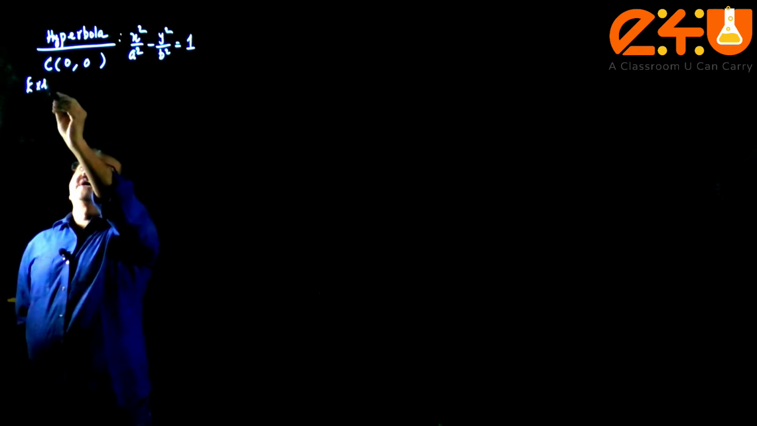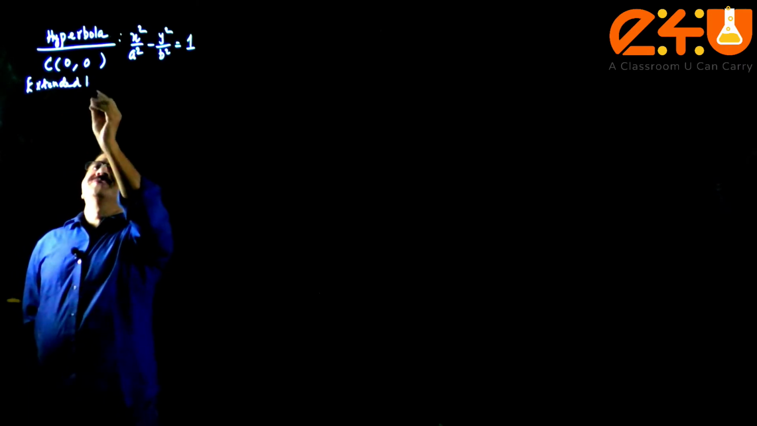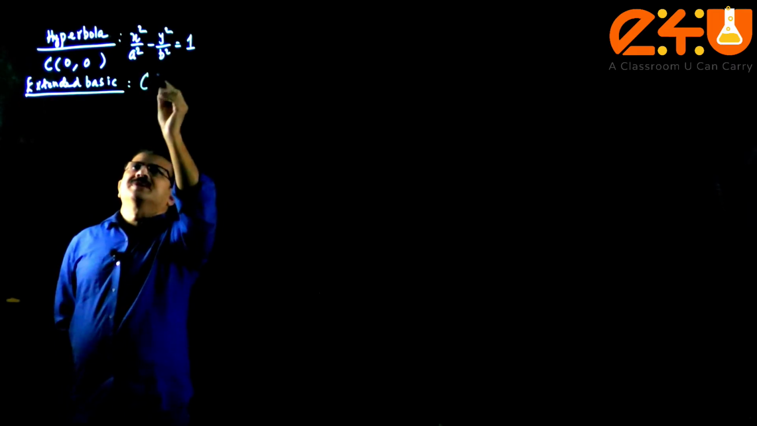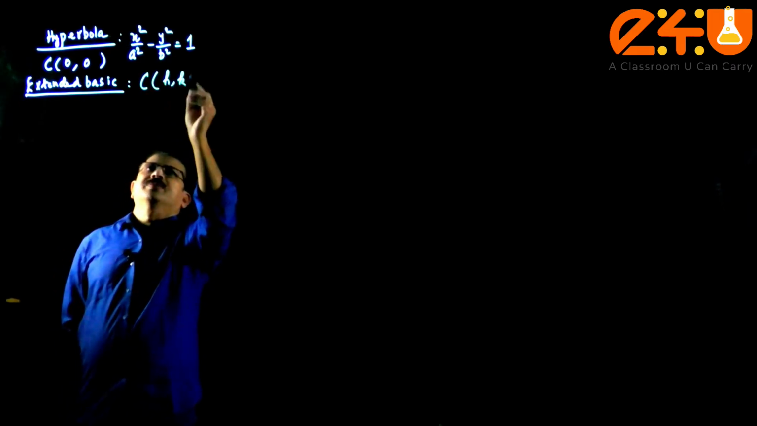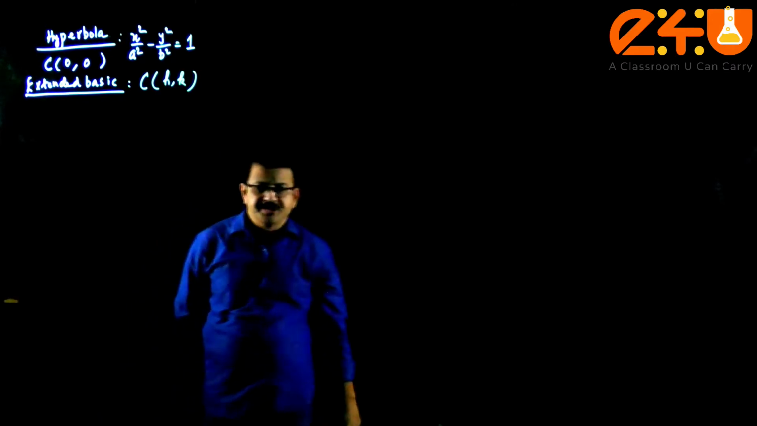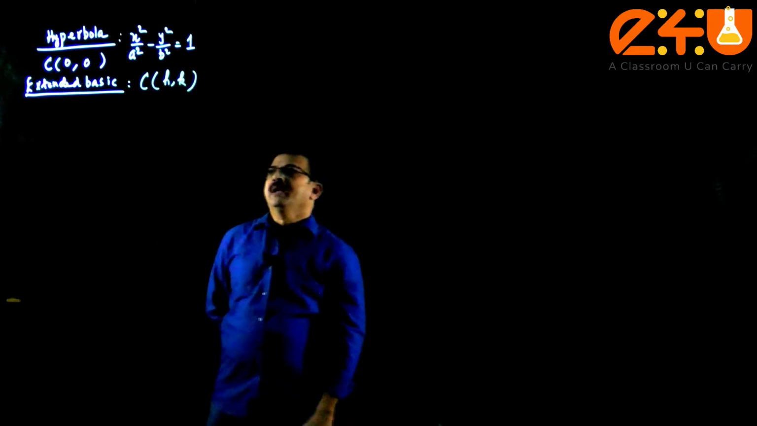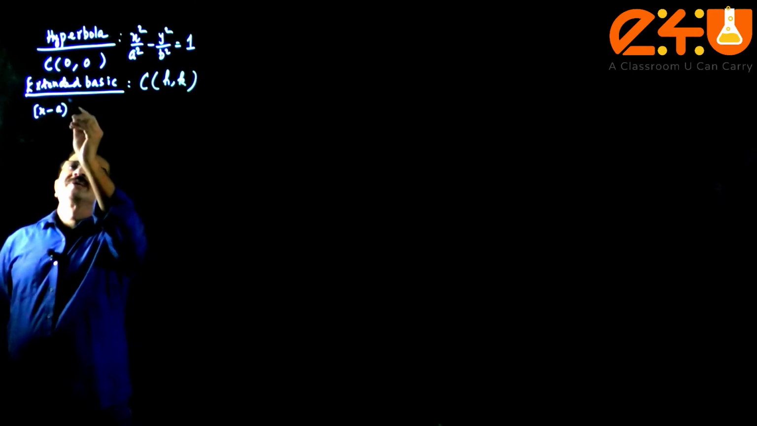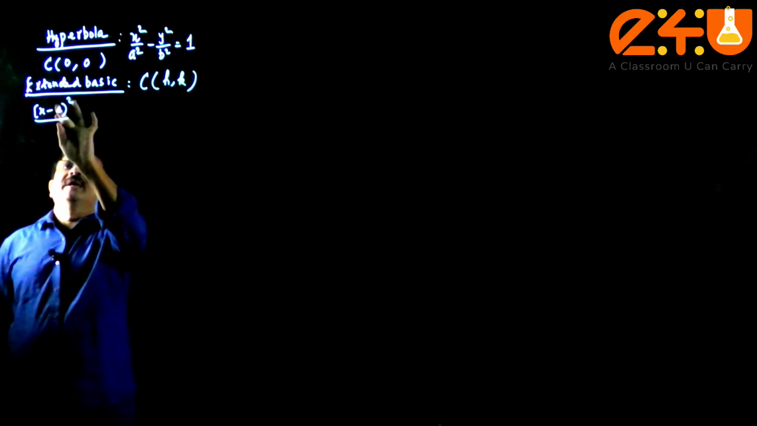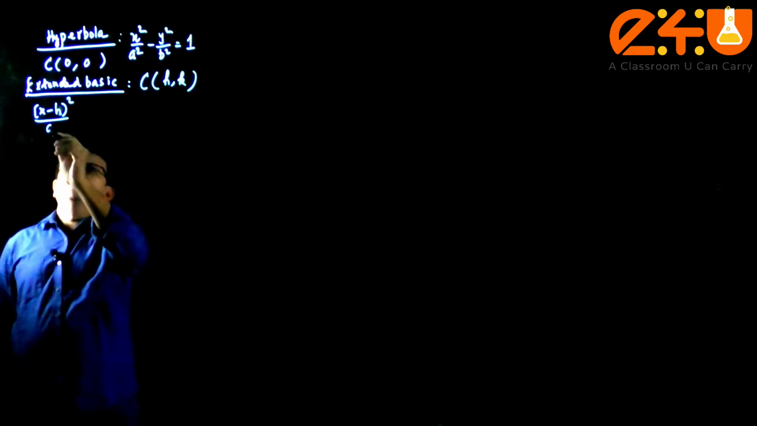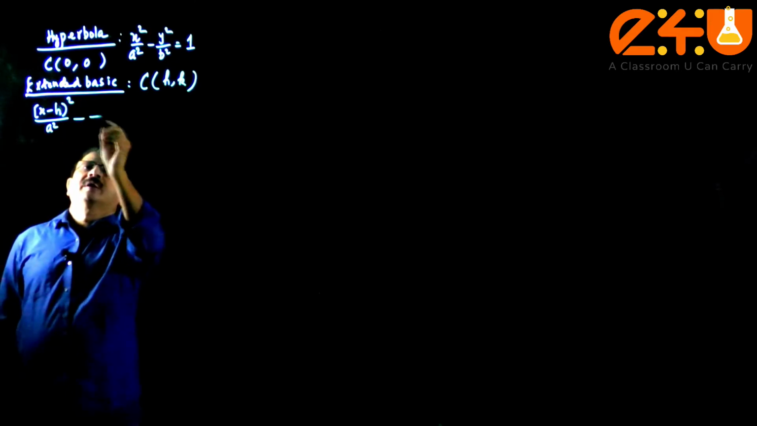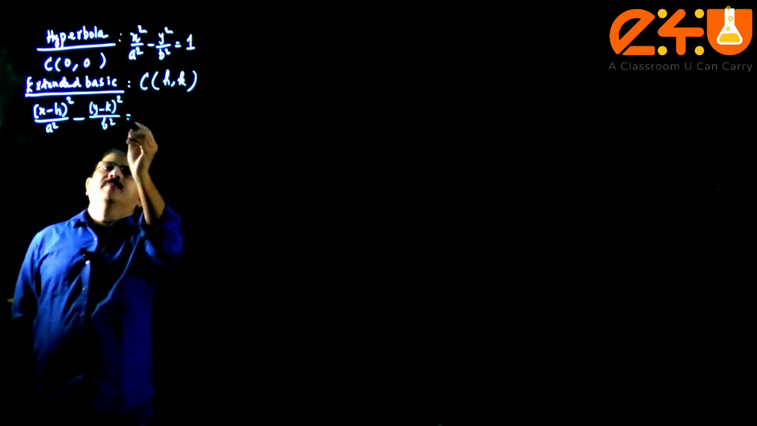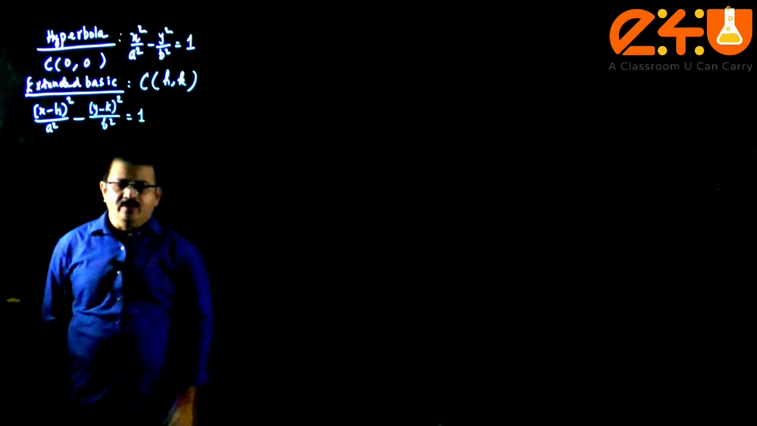In the extended basic, the center gets shifted to the point with coordinates h, k. So what happens to the equation? It gets modified: (x minus h) the whole squared over a squared minus (y minus k) whole squared by b squared equals 1.